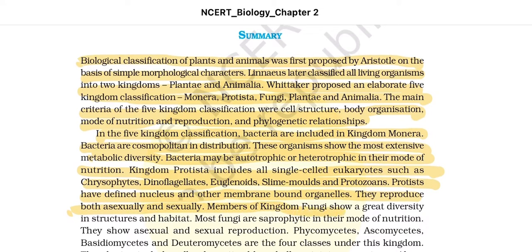Members of kingdom Fungi show great diversity in structure and habitat. Most fungi are saprophytic in their mode of nutrition. They show asexual and sexual reproduction. Phycomycetes, ascomycetes, basidiomycetes, and deuteromycetes are the four classes under this kingdom.